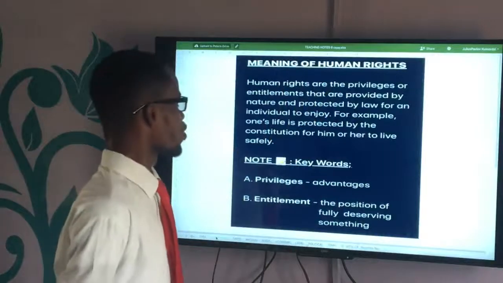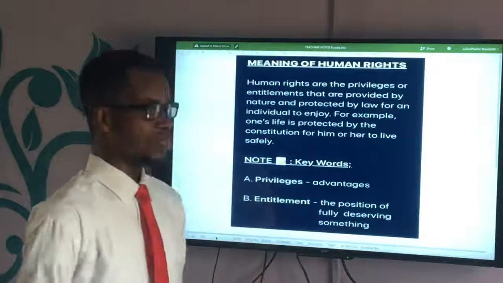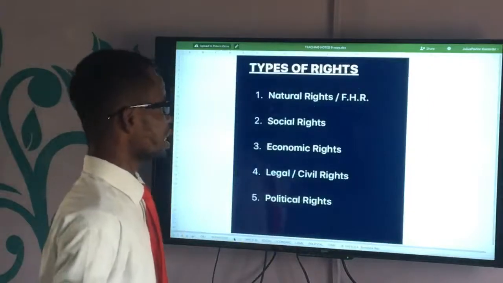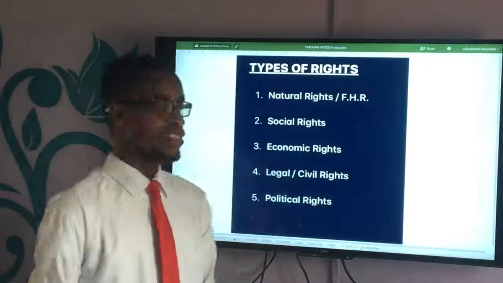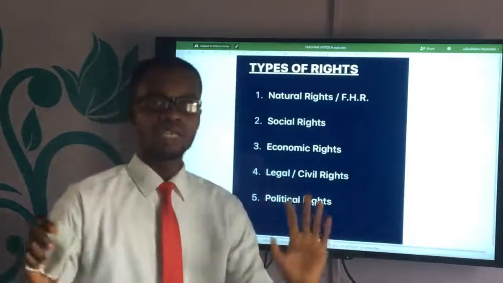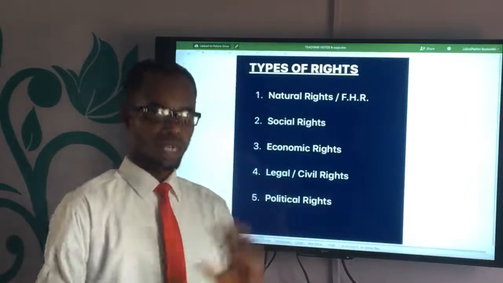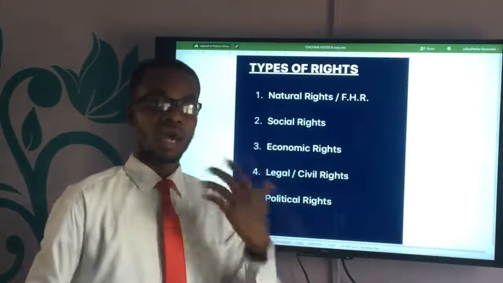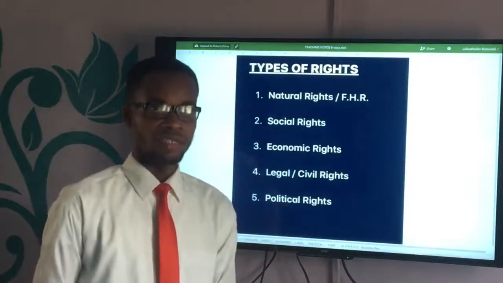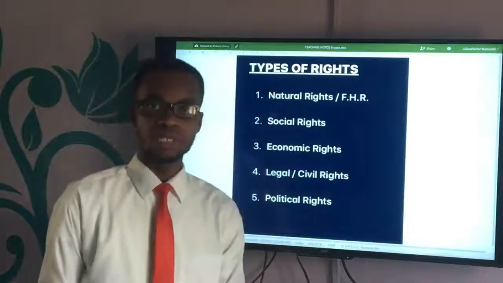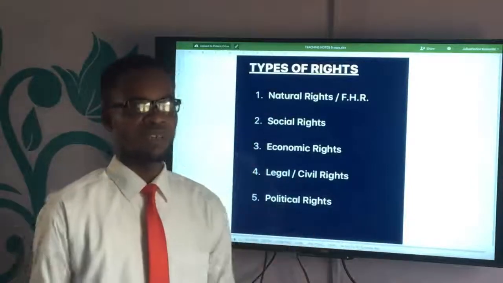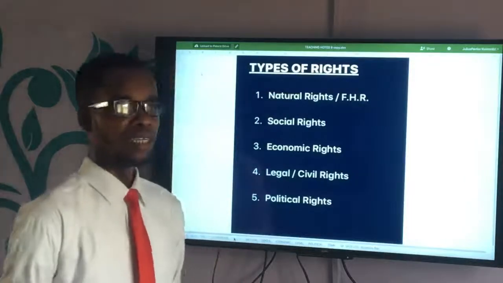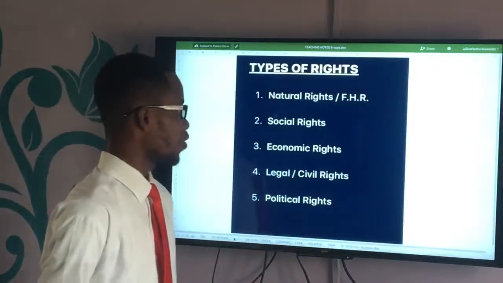Okay, so if we get the meaning, now let's look at the types. We'll take them one by one, but these are the 5 major categories that we are going to focus on. We could go on and add cultural rights, but we'll focus on the 5 major categories or classifications, and then we see what they have for us.